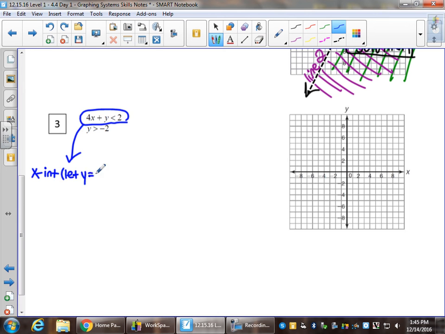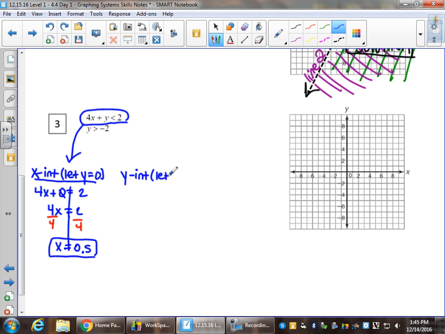doing with finding intercepts. X-intercept, let y be 0. To do that, that will look like 4x plus 0 equals 2. Cross out the 0 because 0 is 0. 4x equals 2. We'll divide by 4, divide by 4. I get x equals 0.5. Go ahead and find the y-intercept on your own. So y-intercept, let x equal 0. Press pause. Work on finding the y-intercept.